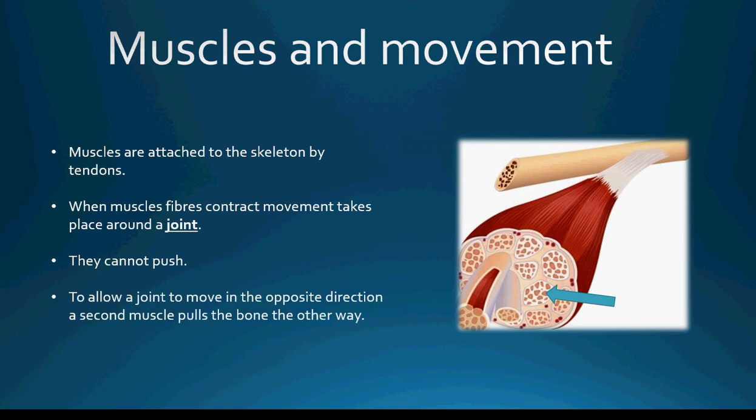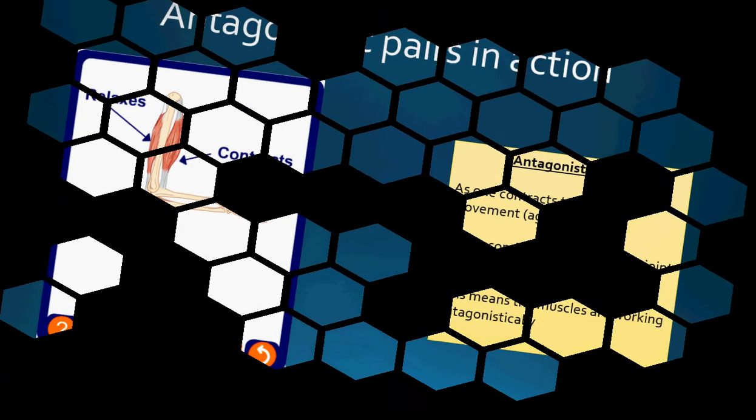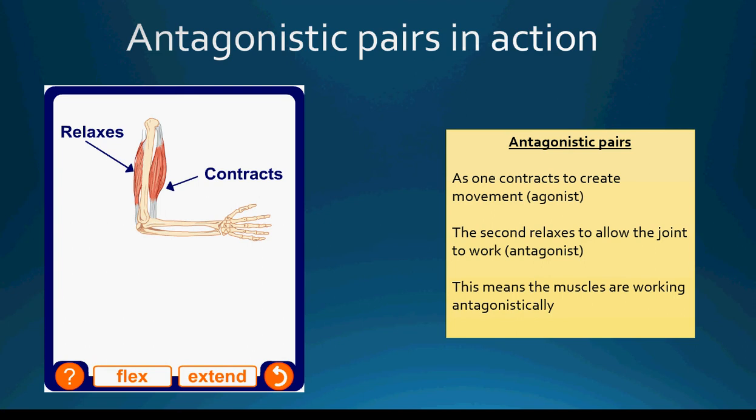Now, when a muscle is contracted it pulls on a bone, often producing movement in one direction at a joint. However, because muscles cannot push, the joint also needs to be able to allow the bone to move in opposite directions. This is achieved by a second muscle that pulls the bone the other way. We'll have a look at those movements in a bit more detail on this slide. So muscles are arranged in antagonistic pairs.